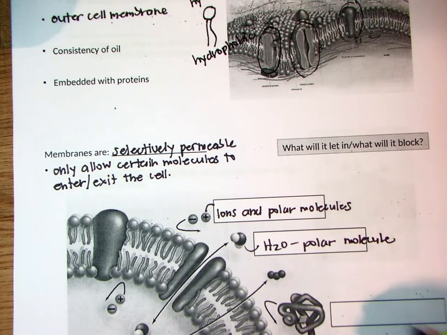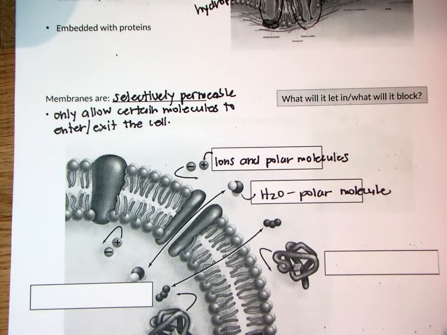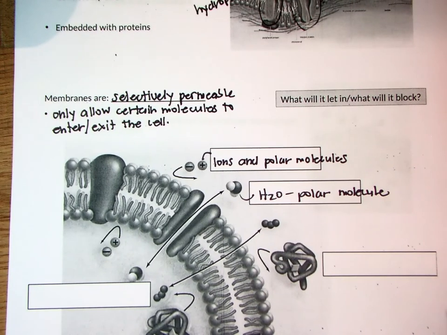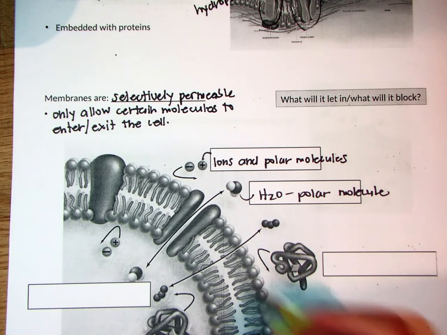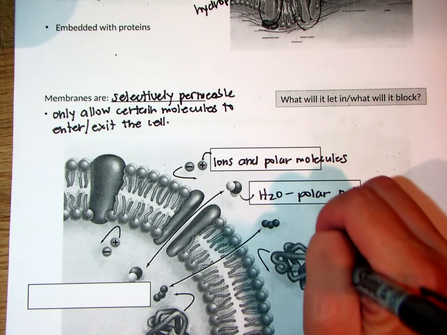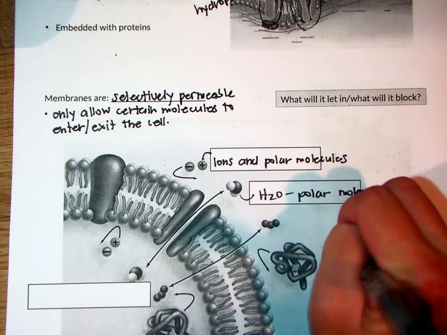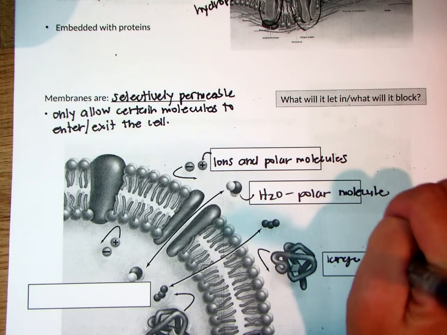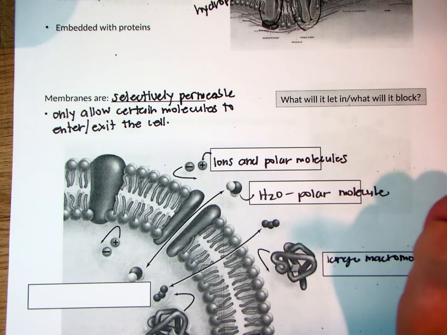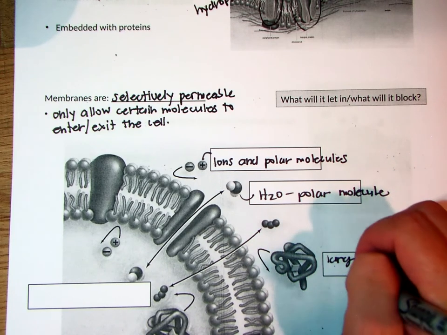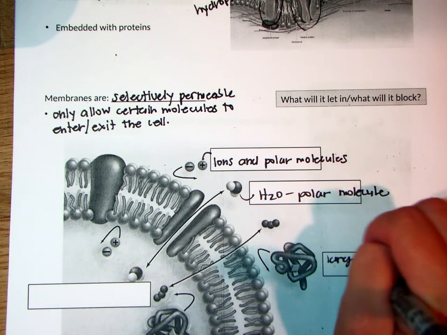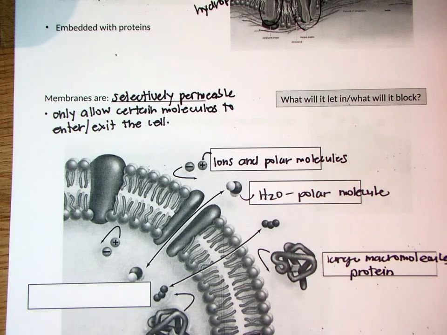And then if you look at this big guy here, that's a macromolecule that we learned about. It's a large molecule. In this picture, it happens to be a protein. So large macromolecules like protein, the membrane doesn't want to let it in simply because it's huge. Look at it. It's not going to be able to squish through there.